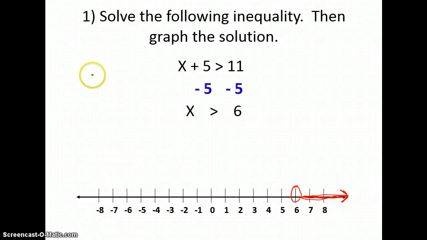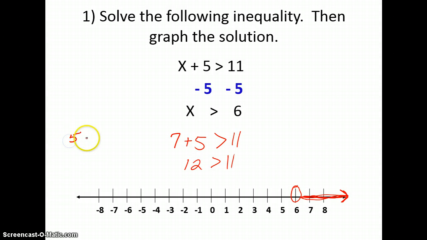You can go ahead and plug some in. Let's try 7. If I wanted to do 7 plus 5, that should give me a value greater than 11. Well, 7 plus 5 is 12, and 12 is greater than 11. So this is a true statement. If I'm not sure which way to go, you could have plugged in 5, which is less than 6. 5 plus 5 needs to be greater than 11. Well, 5 plus 5 is 10. That is not greater than 11, so I know that 5, or any number less than 6, can't work. So they're not solutions.